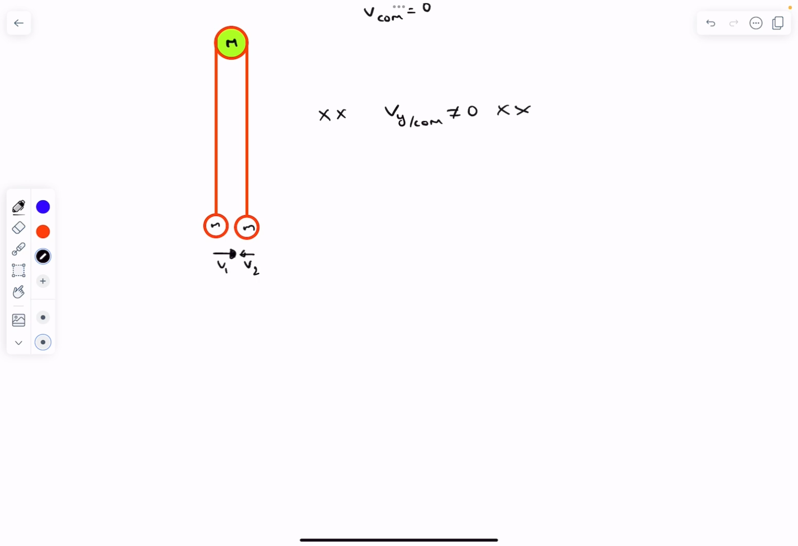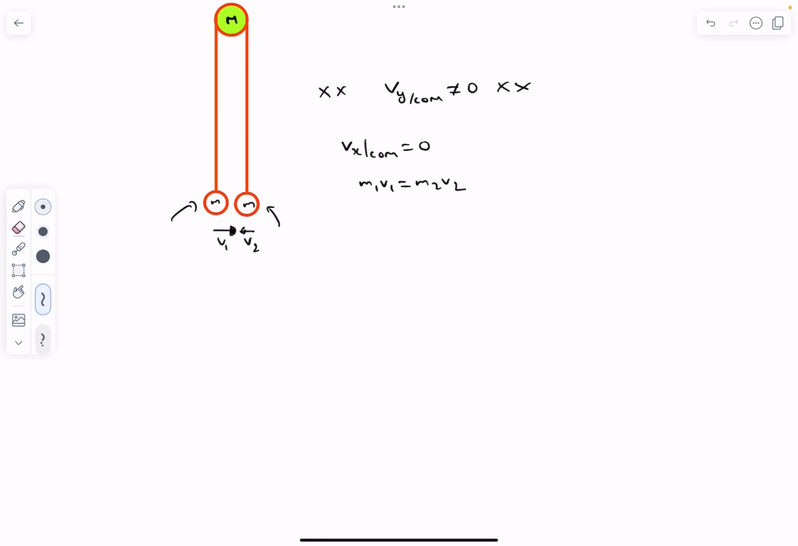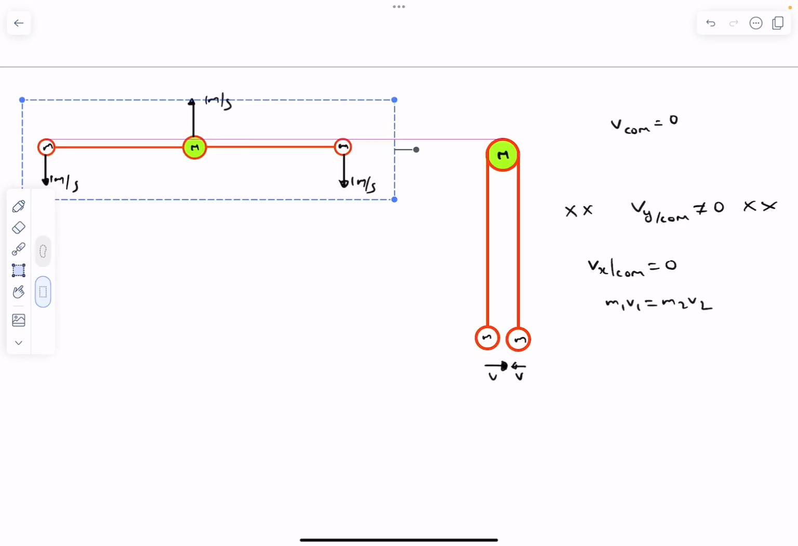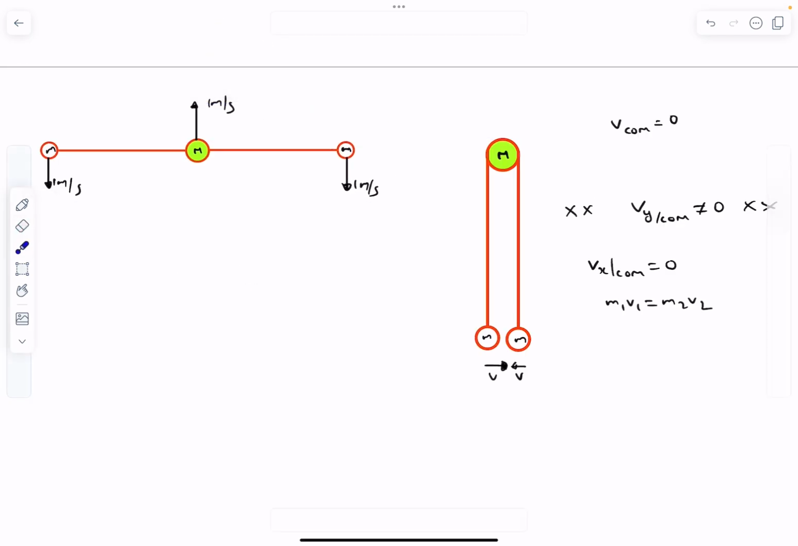By symmetry, we can see v1 equals v2, but the true logic lies in the fact that Vx of the center of mass is 0. If these balls had masses m1 and m2, then m1 v1 equals m2 v2. But here, as the masses are equal, their velocities will be equal and opposite. So this diagram represents the final situation, and this was the initial situation.